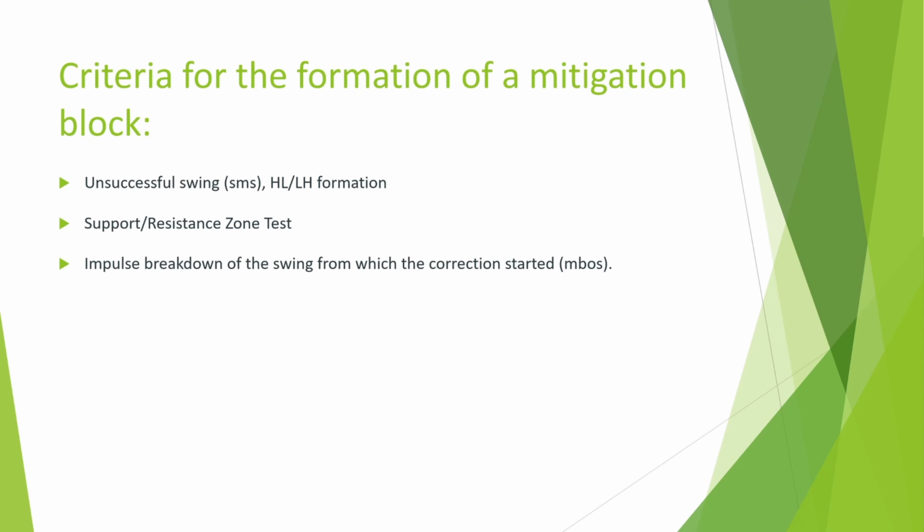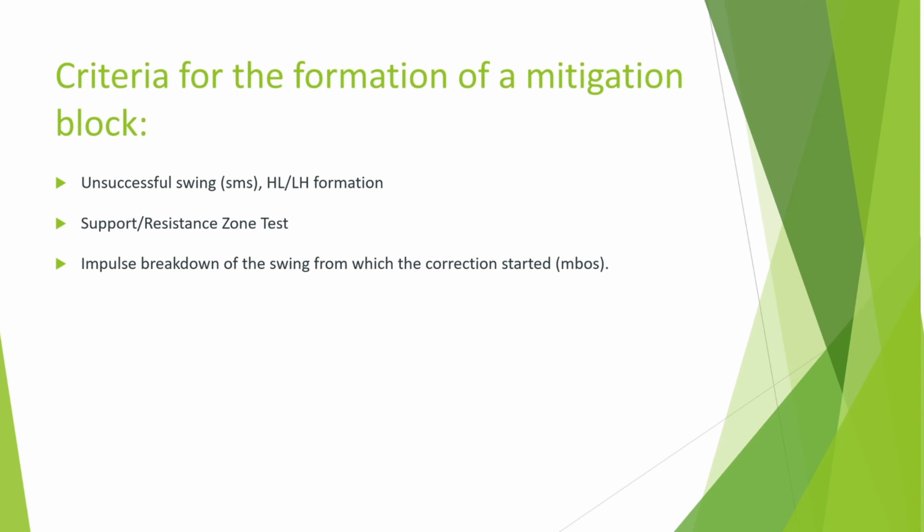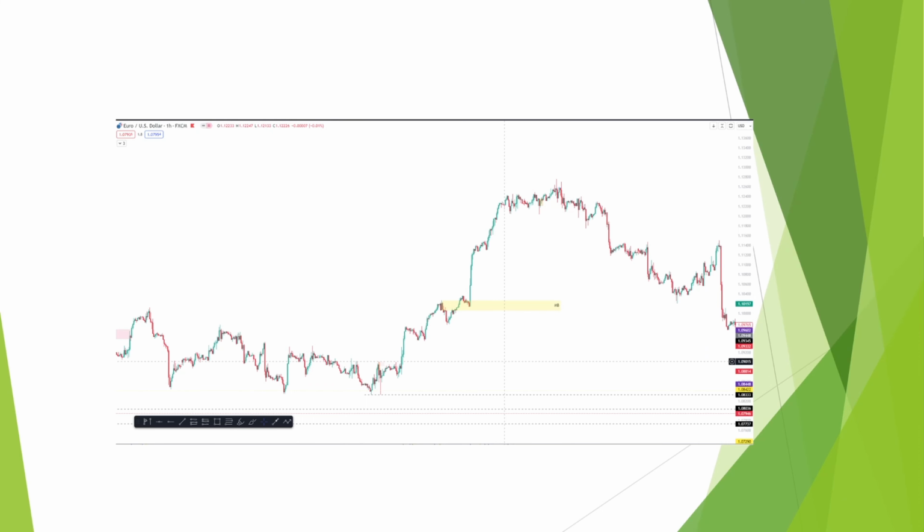Criteria for the formation of a mitigation block: unsuccessful swing, higher low, lower high formation, support resistance zone test, impulse breakdown of the swing from which the correction started, or break up. This depends on whether this is a bearish mitigation, whether we have an uptrend or a downtrend. This is just an example. We have this uptrend, this specific one. This will have, as you can see, mitigation again.